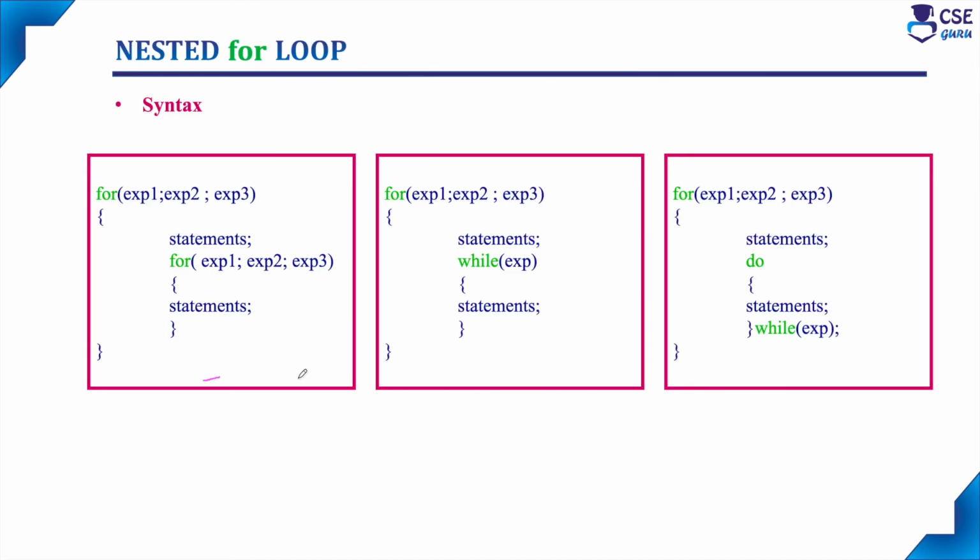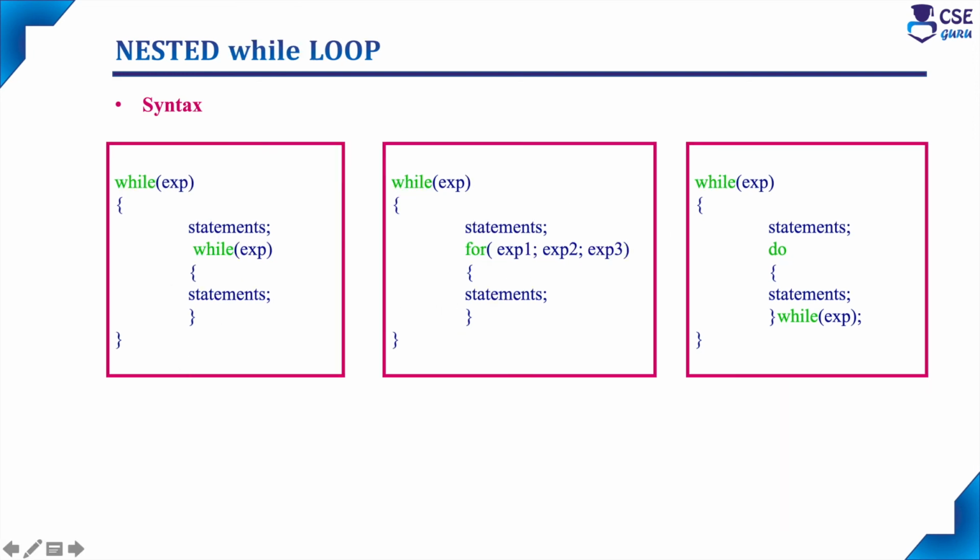And these are the syntaxes for nested for loops. One for loop placed within another for loop is a nested for loop. Or a while loop placed within a for loop is also a nested for loop. Or a do while loop placed within a for loop is also a nested for loop.